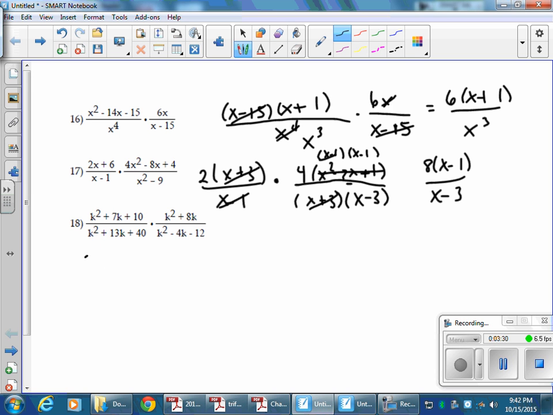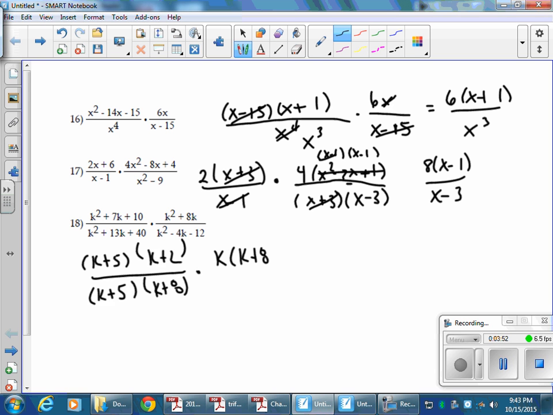Alright, number 18, this factors. I need two numbers that multiply to give me 10 and add up to 7. So that's 5 and 2. Y'all probably got that. And then two numbers that multiply to give me 40 and add up to 13 would be 5 and 8. And then up here I have a GCF of k. There I see a GCF. The other one I saw quadratic trinomial, so I didn't even think about it.